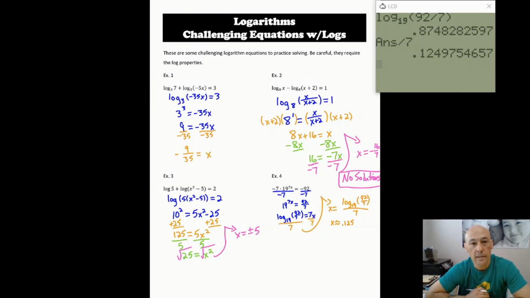And those are 4 challenging equations with logarithms. Thanks for following along.